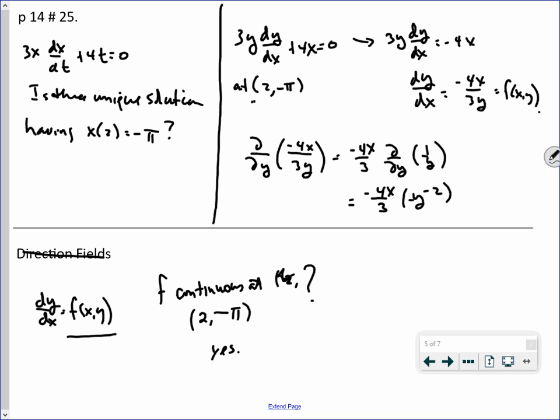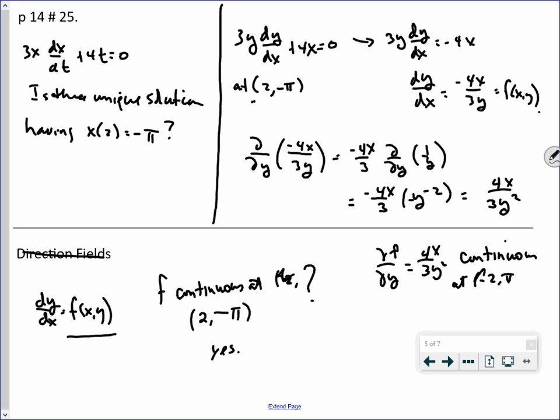This is y to the minus 1, so the derivative is negative 1 over y squared. So this is going to be 4x over 3y squared. And again, this is the partial of f with respect to y. It's continuous at 2, negative pi also, because again, the only problem would be if the denominator was 0, since it's a fairly straightforward function.